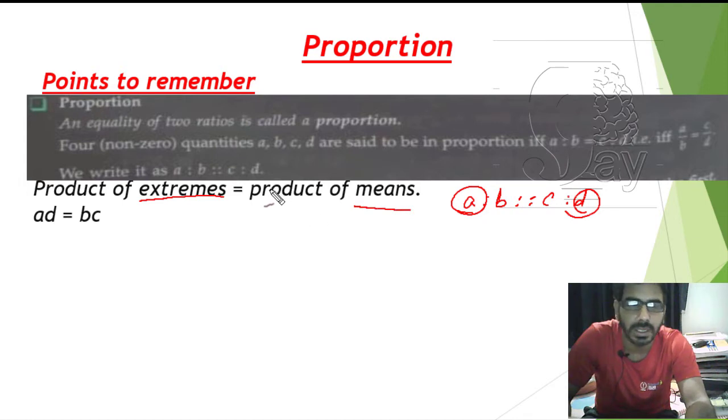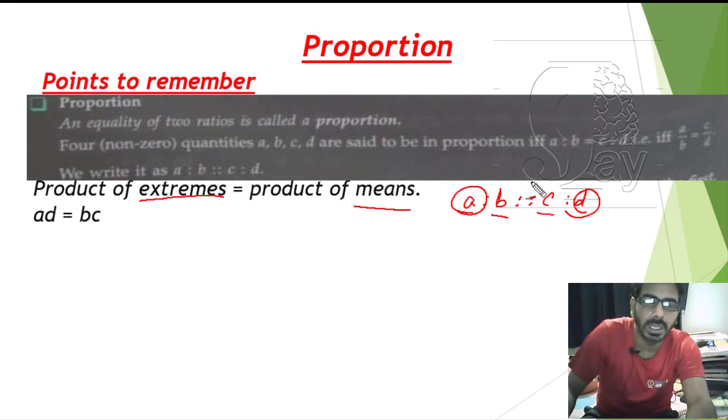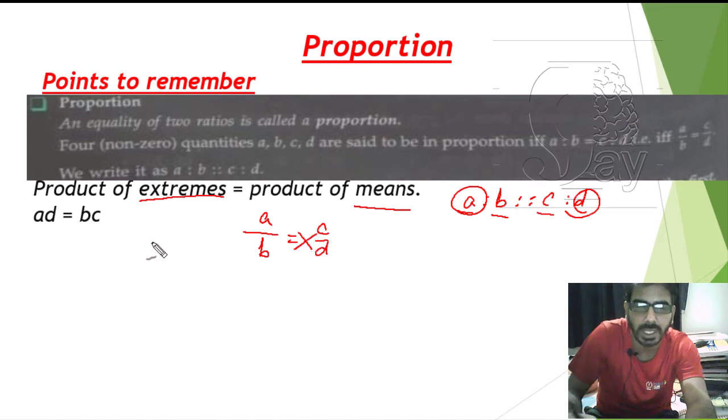So what are the means? The numbers or quantities that lie in between are known as means, and hence we have AD equals BC. Even if you write it in ratio format, fraction format, A by B equals C by D, and you do cross multiplication, we get A into D and B into C. So that is AD equals BC.